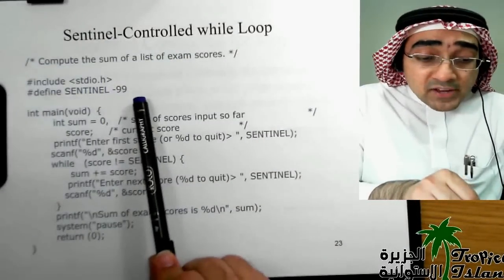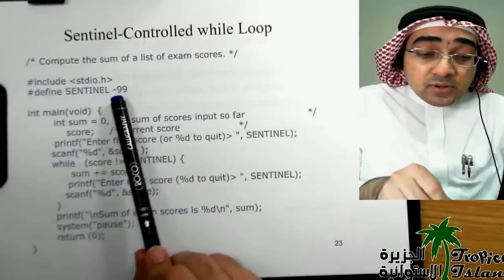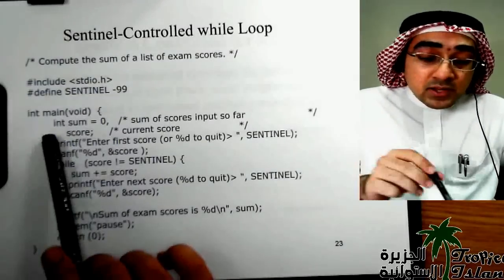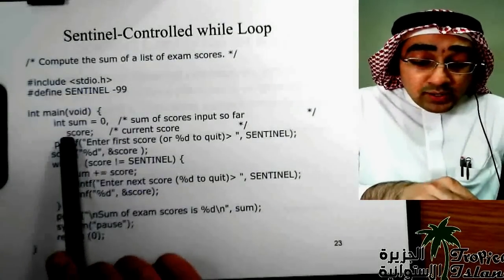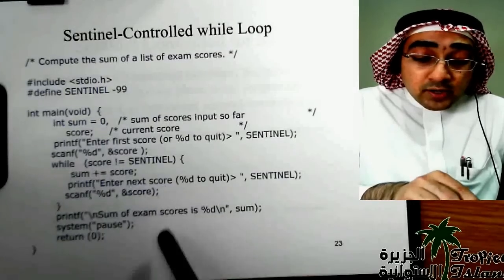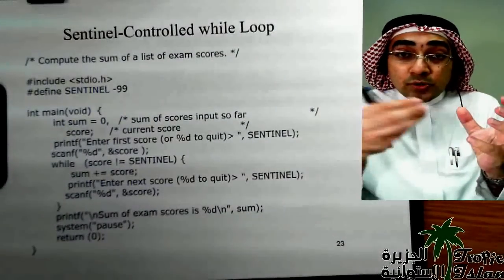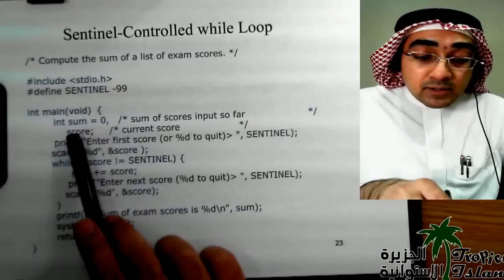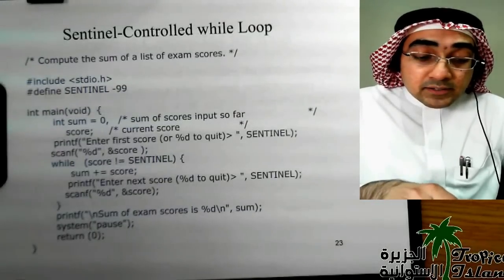So I #define Sentinel to be -99. I define a constant, I call it Sentinel, and I give it -99. And here's how we'll use it. In the main function, we have int sum equals 0 and score. Sum is the variable where I'm going to store the scores of all the students. I'm going to add them up. That's why I initialize it to 0, and I declare the integer variable score.